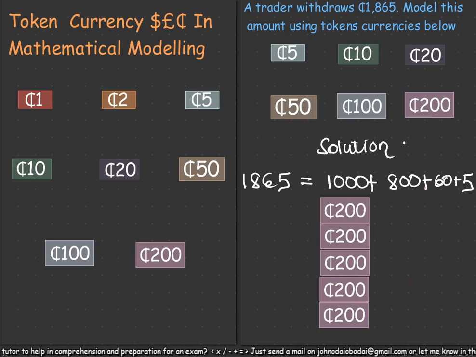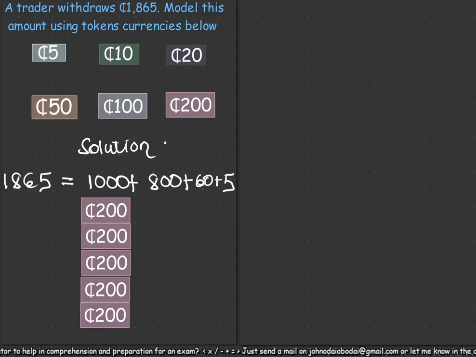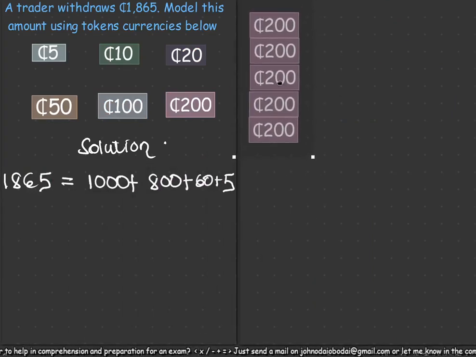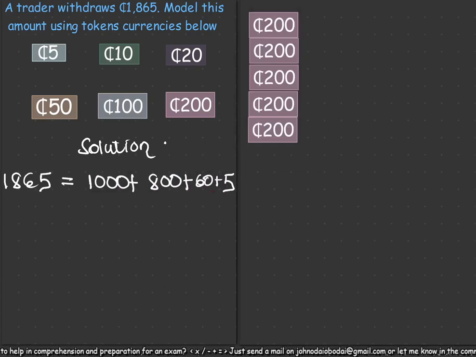So for the 800 also, how best can it be issued? Remember, we are being asked to model using these tokens over here. So you have to make sure that by the end of all that you have done, we would see 5 CDs in there, there is 10 CDs, there's 20 CDs, there's 200, 100, and then 50.